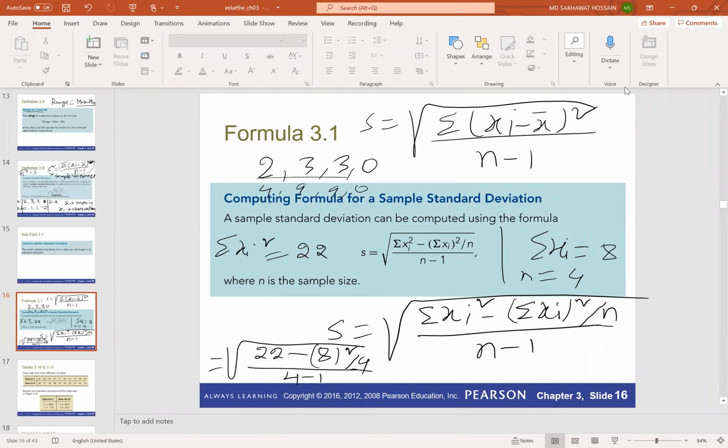Now you can easily calculate it. If you simplify this, in the denominator we will have 3, and in the numerator we will have 22 minus 16. Then it will be the square root of 6 over 3, which means the square root of 2. So the square root of 2 is the sample standard deviation in this case.